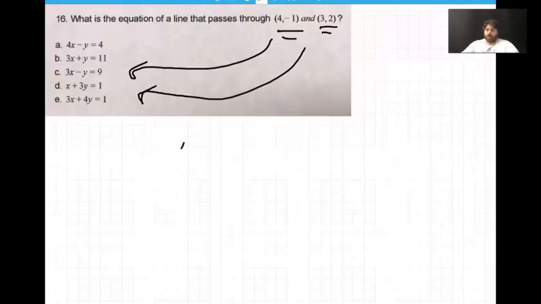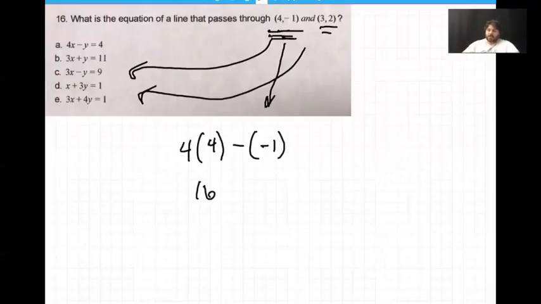That's not hard. I can take A, 4 times x minus y, right? I'm choosing my x and my y here. I get 16 plus 1, and that's supposed to equal 4, which it doesn't. So it's not answer choice A. So you see how I can sort of eliminate choices by just plugging them in? That's a great way to solve this problem, okay?